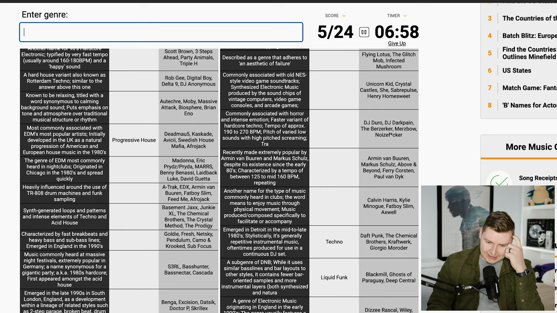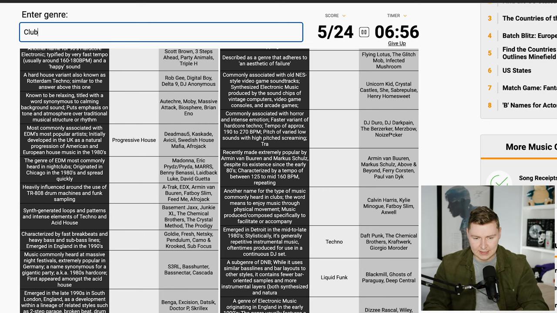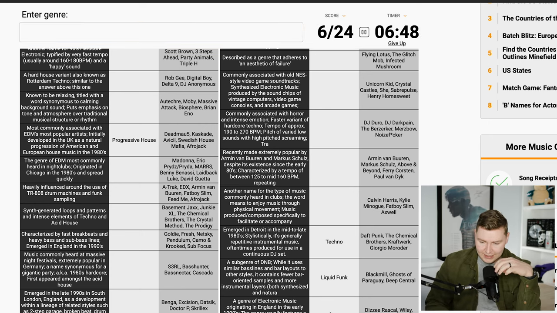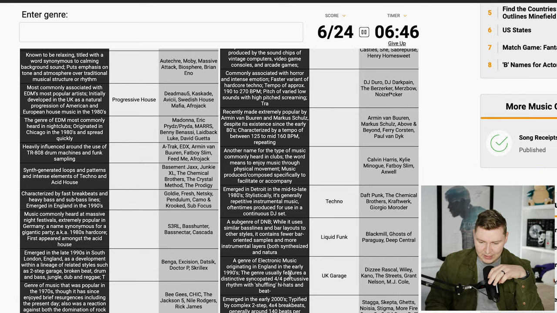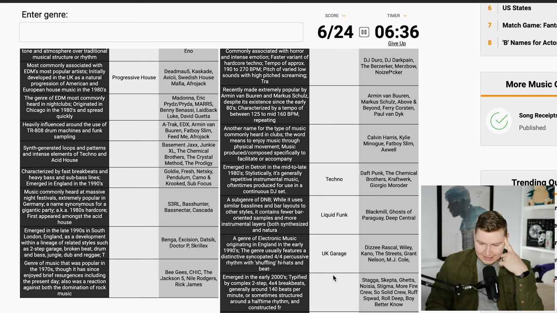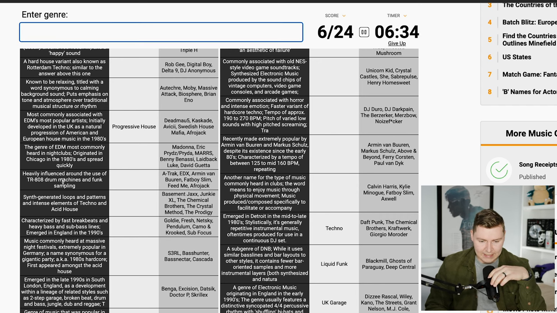What is most commonly heard in nightclubs? Is this like club house? I know it's not really a genre, but I don't think it's garage, but is it UK garage? UK garage is this one: originated in England in the early... That makes way more sense. I don't know why it would have been Chicago. I don't know. MJ Cole, Grant. I've never heard of the Streets. What? Who did this thing?